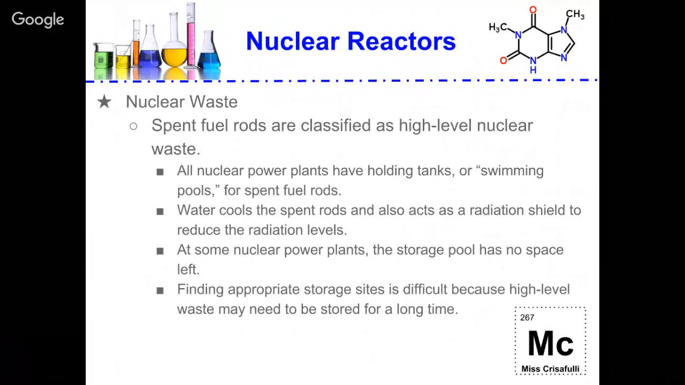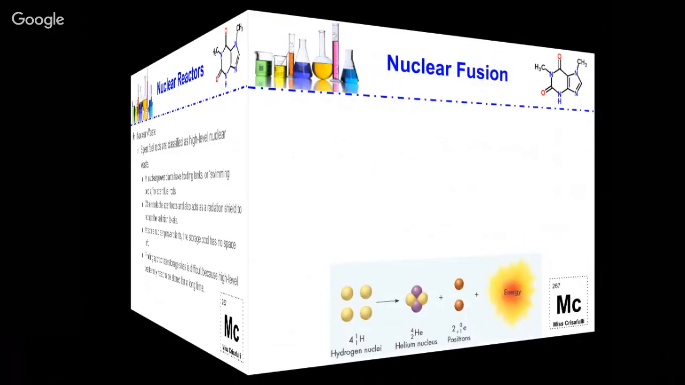All nuclear power plants have holding tanks or swimming pools to put the fuel rods in. Water cools the spent rods and also acts as a radiation shield to reduce the radiation levels. At some nuclear plants, the storage pool has no space left. Finding appropriate storage sites is difficult because the high-level waste may need to be stored for a long time.